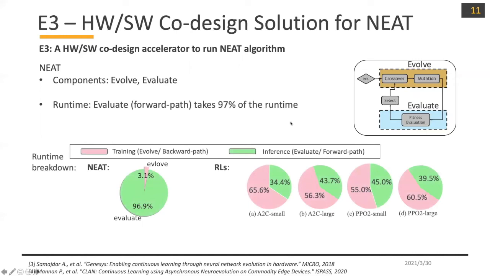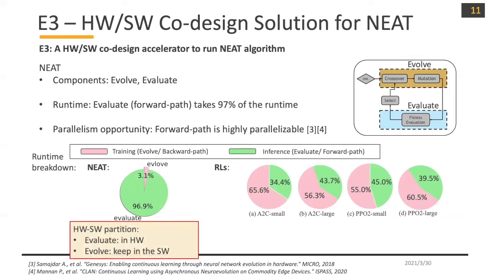Here we see the runtime breakdown. So for the evaluate part, the forward path takes 97% of the runtime, as you can see in this graph. To compare with it, we also list the reinforcement learning part. So the forward path of reinforcement learning takes from 95% to 45%, which has a very different characteristic than NEAT. Even though NEAT has a huge evaluate part, there are a lot of parallelism opportunities in the forward path. And that's why we design our hardware-software partition. We want to accelerate the evaluate part in the hardware and keep the evolve part in the software.